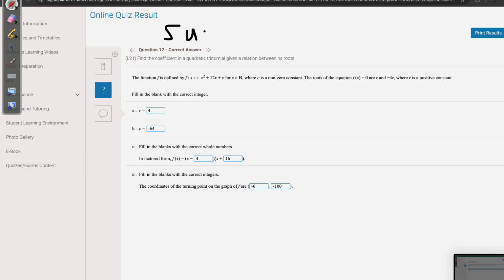Sum is equal to negative b over a, where in this case 1 will be a, 12 will be b, and c will be c. Very convenient. And then the product is equal to c over a. Okay.